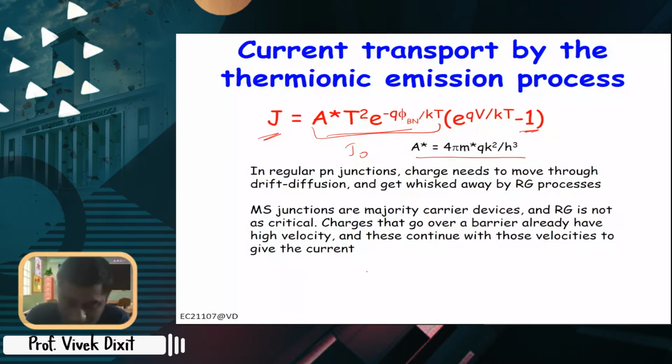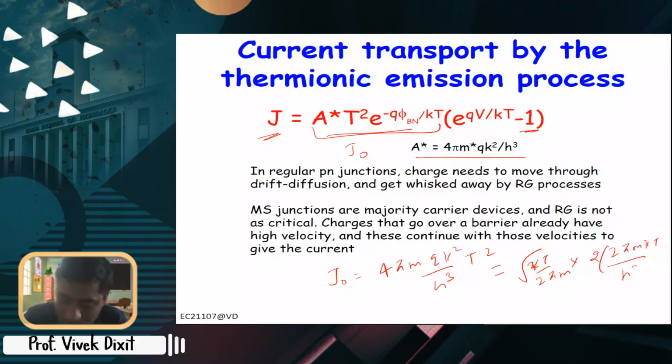Now this J naught basically can be written as 4 pi m q k square by h cube times T square, right? And this can be written as kT by 2 pi m times 2 times 2 pi m kT by h square power 3 by 2, right? Now can you recall what is this expression? 2 pi m kT by h square power 3 by 2 times 2. This, of course, root kT by 2 pi m is the Richardson velocity.